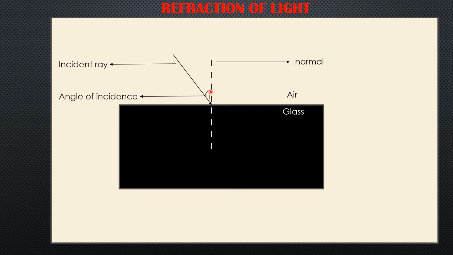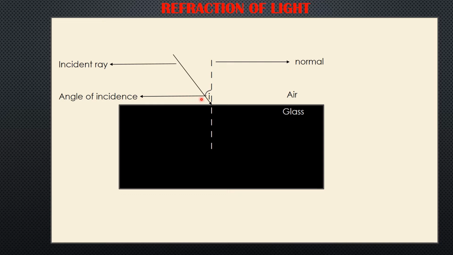Let's have a look at some theory part about refraction of light. Here is a glass block and here is air. So here are the two mediums, one is air and another one is glass. So let's draw a normal which is perpendicular to this glass block, and here you can see a ray which is incident. So this is the incident ray, and angle of incidence is the angle between the incident ray and the normal. You are familiar with this angle of incidence, right?